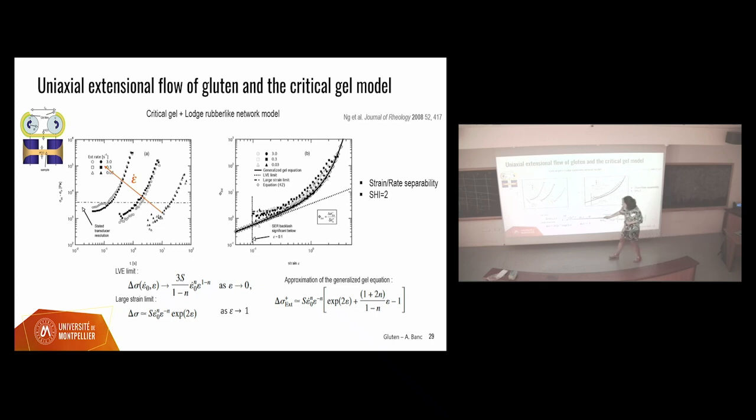And in the large strain regime, they define a model that depends exponentially on the strain that also fits data at large strain. And they define an equation that models data on the whole range of strain thanks to this equation. So Gareth showed that there was strain rate separability, and that for the critical gel model, the strain hardening exponent expected is 2.